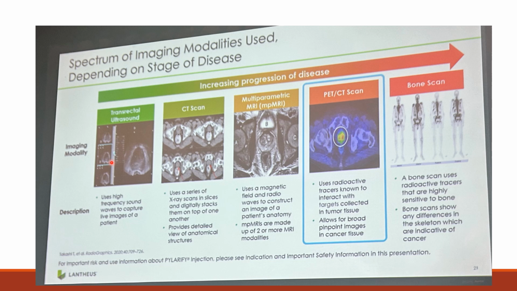We also have bone scans. Bone scans are used later stage once we know that it has metastasized to the bones. That could be MDP or it could be sodium fluoride. But bone scans show any differences in the skeleton, which are indicative of cancer. That really dumbed it down for you. If we just talked about bone scans, you guys know what they do. So once they know or they suspect bone mets, they get a bone scan.